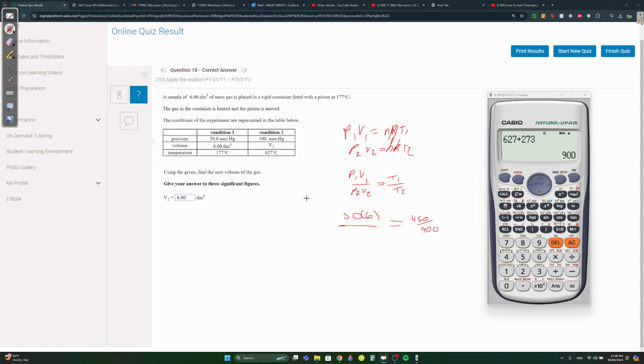Sorry, P2 V2 would be the second pressure, 100 times V2. We don't know it, so let's start calculating. 50 times 6, let's cancel these zeros to make things easier. Okay, I'm going to get 5 times 6 times 90, 2700, equals 45 times 10, 450 obviously, V2. So V2 will just be 2700 divided by 450, which is 6 to 3SF, 6.00 dm cube.